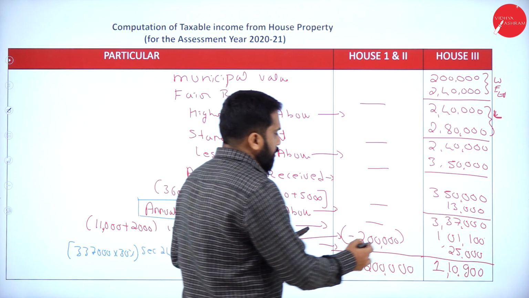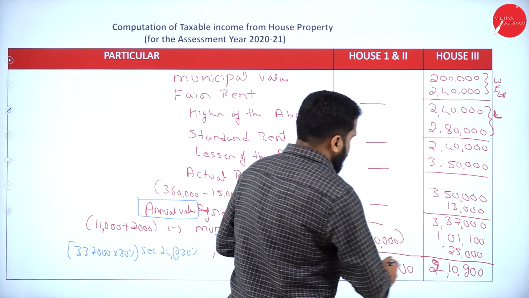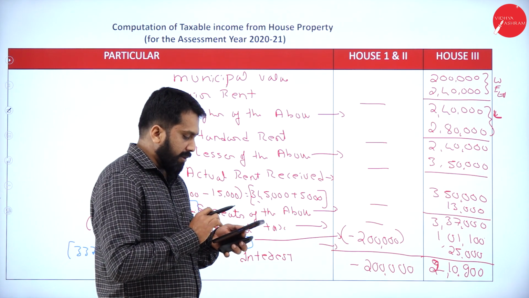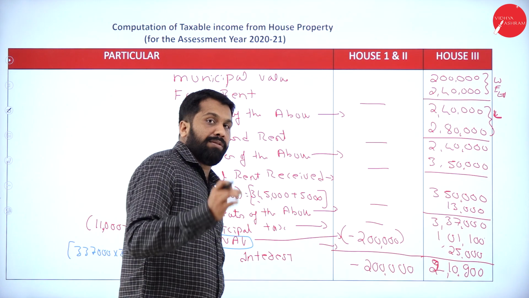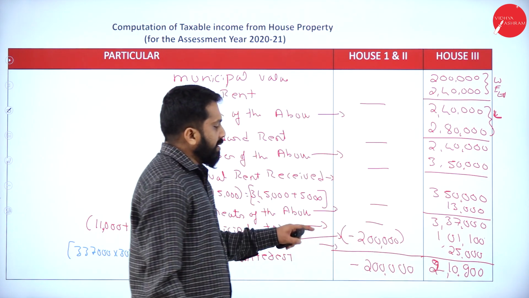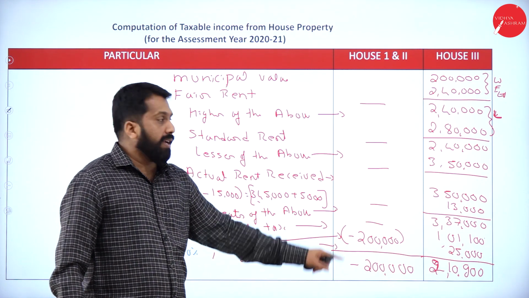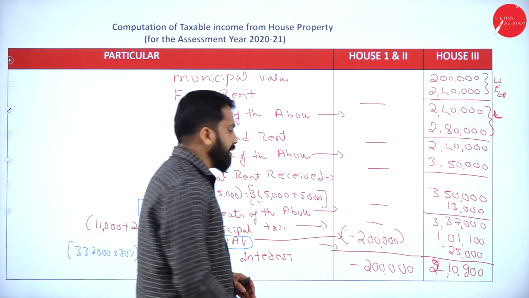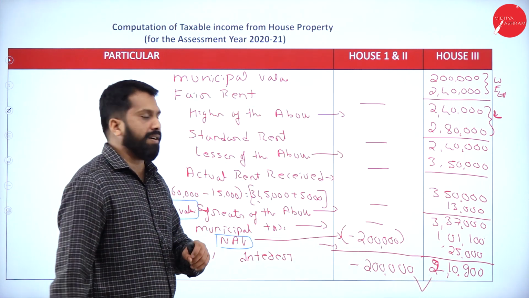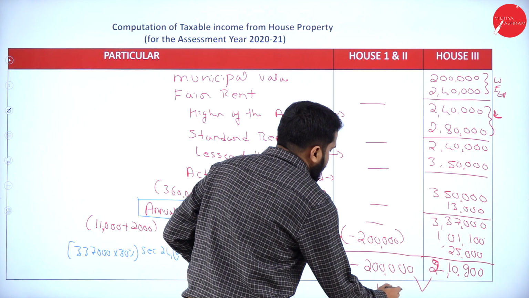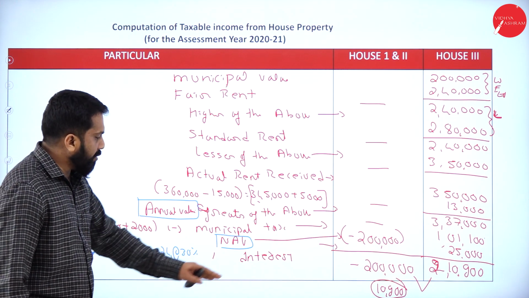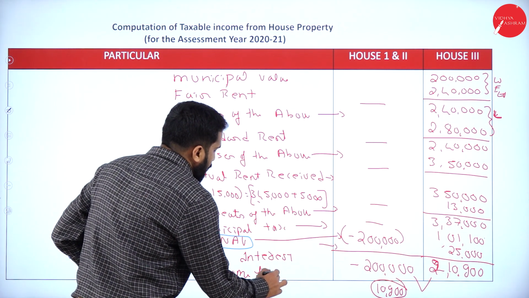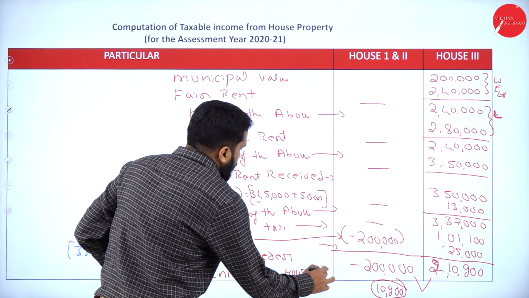So it comes around 2 lakh. 2,10,900 minus 25,000 minus 1,01,100. Yes, so it is 2,10,900. As per house 1 and 2, what is your income? Minus 2 lakh. As per house 3, what is your income? 2,10,900. If you go for your final income, your final income is 10,900 only. Your taxable income, I don't have space here, you can write as income from house property.